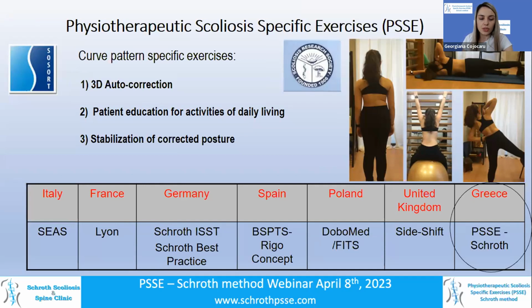These are the schools that use the same general principles. We have the Scientific Exercise Approach to Scoliosis from Italy, Lyon from France, PSSE-Schroth and Schroth Best Practice from Germany, Barcelona Scoliosis Physical Therapy School and RICO concept from Spain, Dobomed and Functional Individual Therapy of Scoliosis from Poland, SideShift from England, and our new method recently introduced by Nikos Karavidas from Greece, PSSE-Schroth.